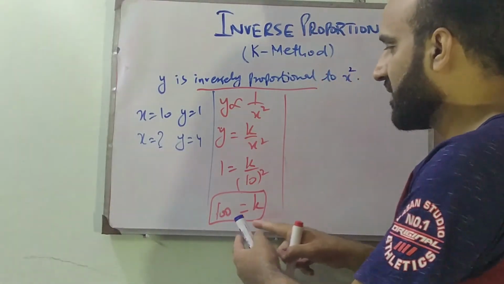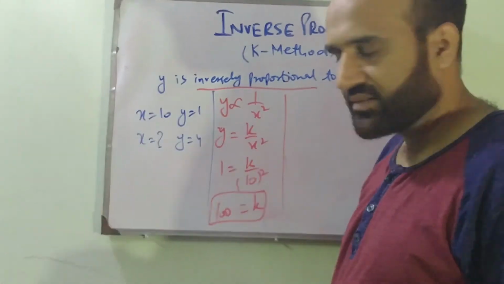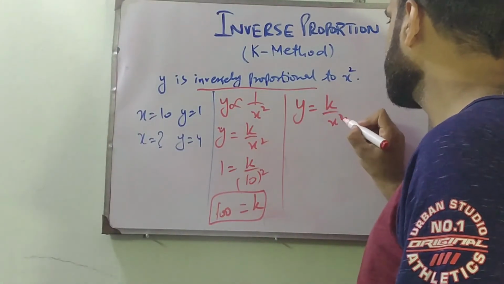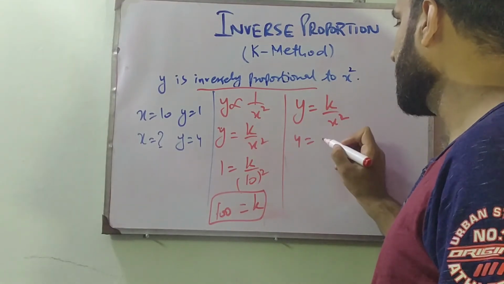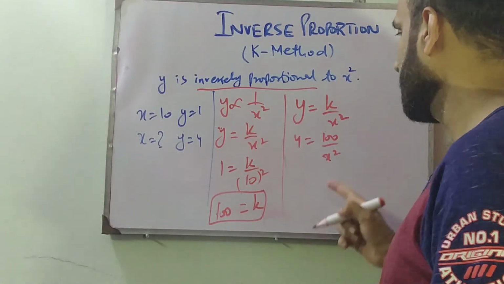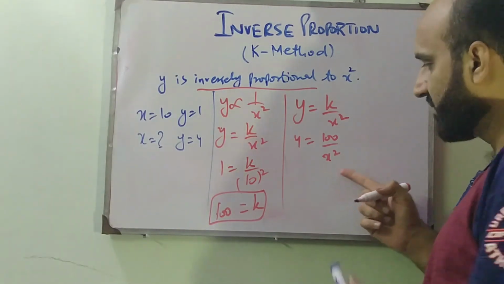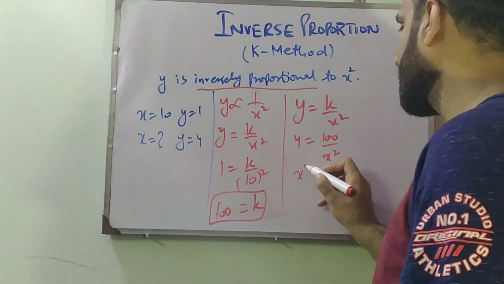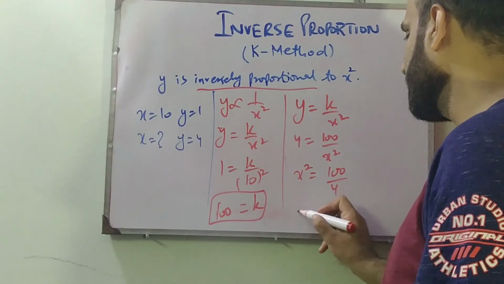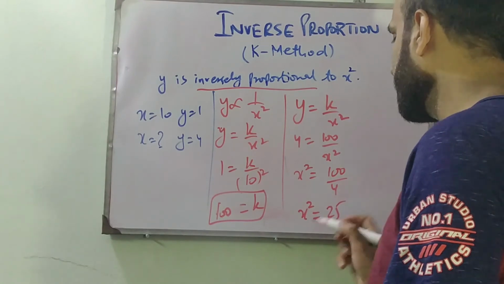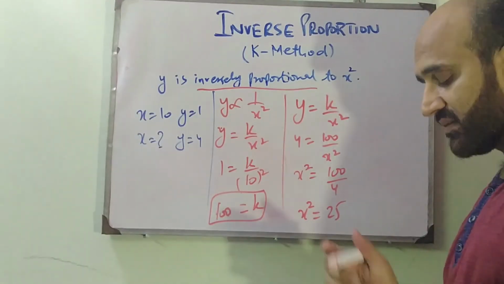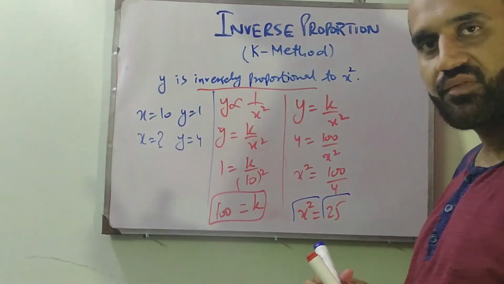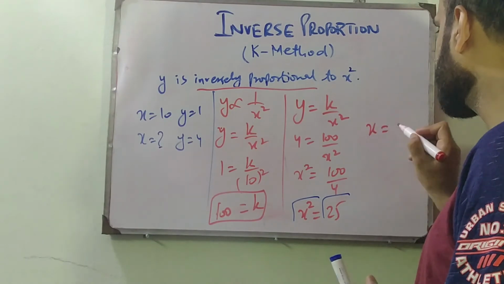Now we will be using this value of k in order to find out the value of x. Using the same relationship again, y equals k by x square. y is 4, k is 100 and x square I need to find out. Simply multiply this x square on that side and bring this 4 on this side. It can be written as 100 by 4, x square equals 25. Now we need to find out the value of x. So in order to get rid of this square, you need to take the square root on both sides. So x will be equal to 5.